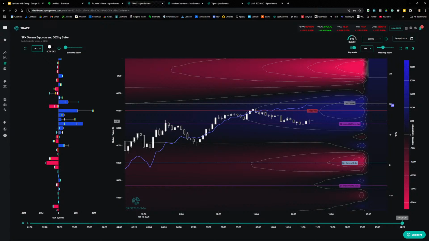All right, so again, the key takeaway, SPX in a pocket of positive gamma with negative gamma above, negative gamma below.